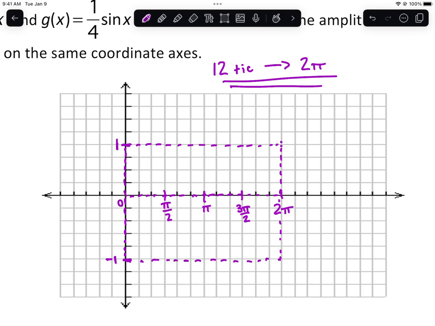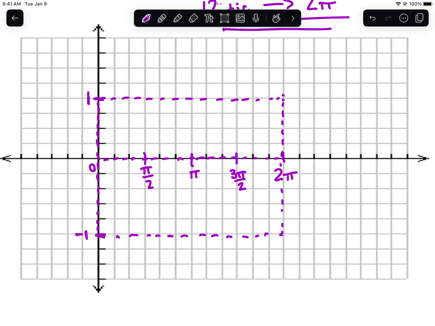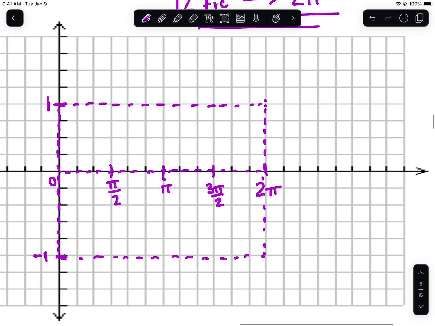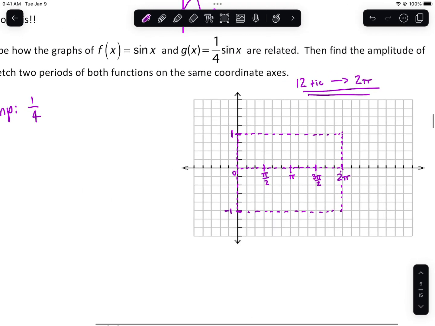So what I usually do when I graph these is I fit the entire sine graph into this box, because that box can change shapes. It can be taller if you change the amplitude. It can be a little bit narrower. You can move it up or left and right. But if we have this little box sketched out, we can fit the entire sine curve in here. So the first one I'm graphing, here in purple, is just sine of x, and then I'll graph the one with the 1/4, and then we can really see the difference.